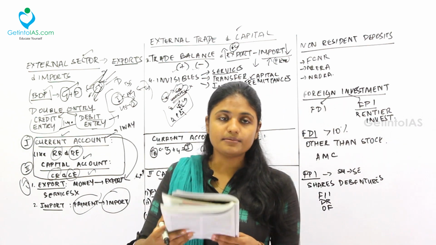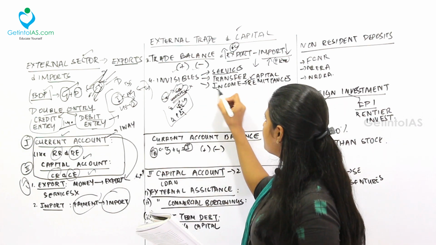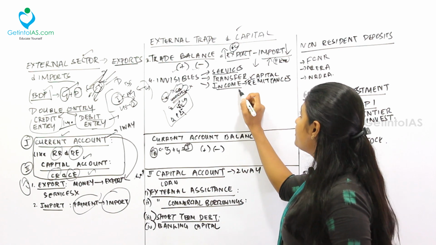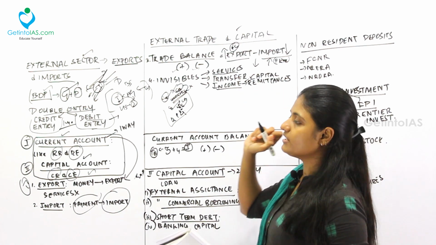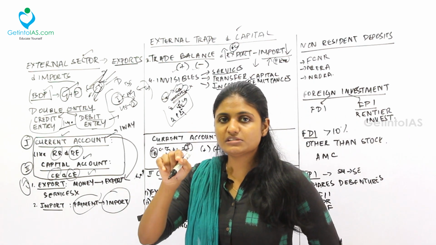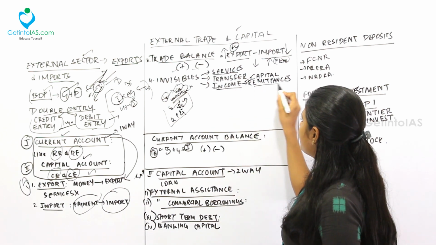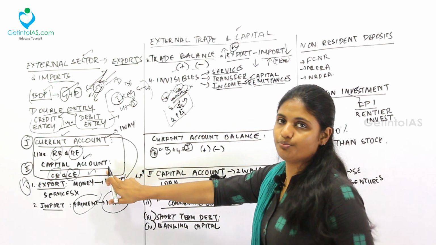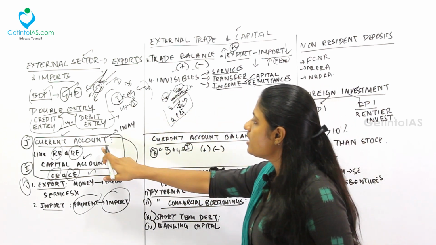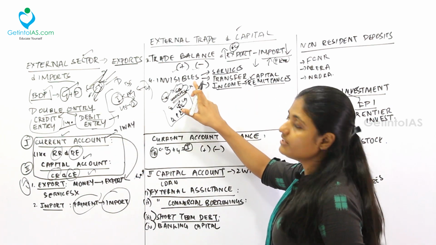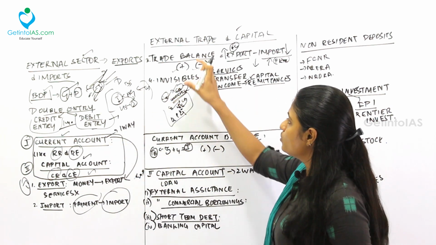Next, coming to income. What are the income in the invisibles? Income is divided into two, the capital and the remittances. You have to keep in mind, for prelims they may ask whether remittances come under the capital account, but remittances come under the current account, specifically under the invisibles. So you have to keep a note of all this.